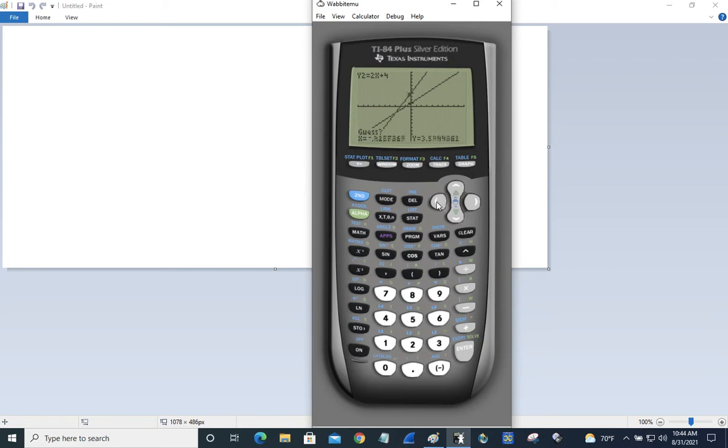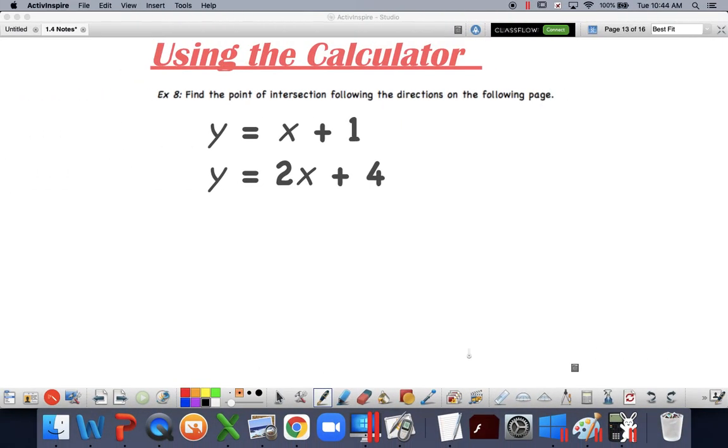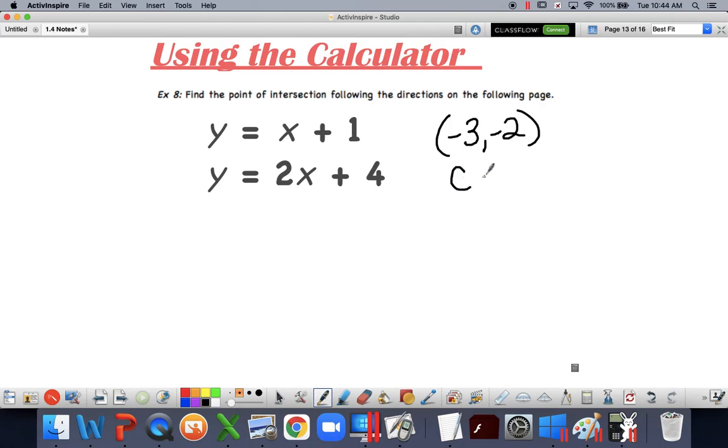And then last but not least, your calculator wants you to even guess the answer for it. Use the left and right arrow keys to move your cursor so that it's over the intersection point as close as possible. Hit enter one more time, and you'll notice that our solution is at the intersection point -3, -2. So let's go back here and write that our solution is at -3, -2. And if I were to classify this, I would classify it as consistent and independent since we have one solution.